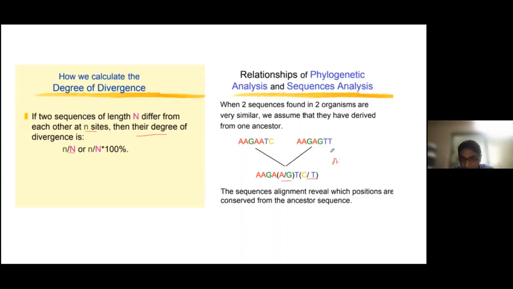Okay, so we found two differences, and the length of the sequences is 1,237. So this is the divergence rate between these two sequences. This is how we find the degree of divergence between the two genes or the two sequences.